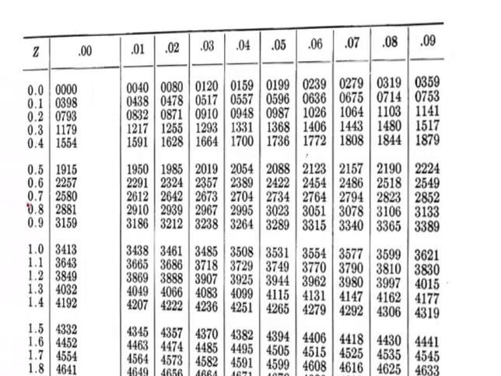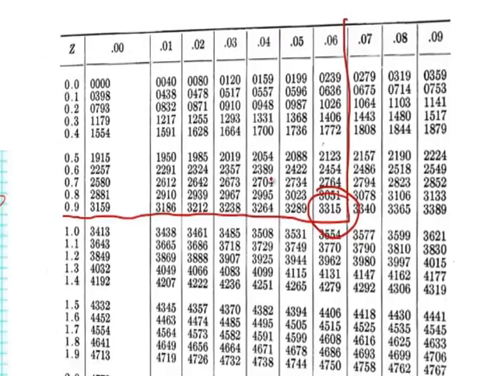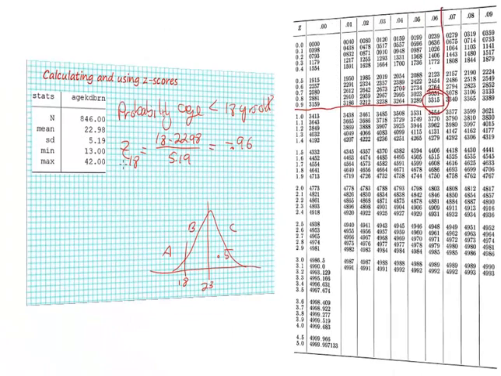I read down the column labeled Z until I get to 0.9, and I just read across until I get to the 0.06, and I read right off the table the area under a normal distribution between a mean of 0 and a z-score of minus 0.96 is 0.3315. And the area below that is 0.5 minus 0.3315, or 0.1685.